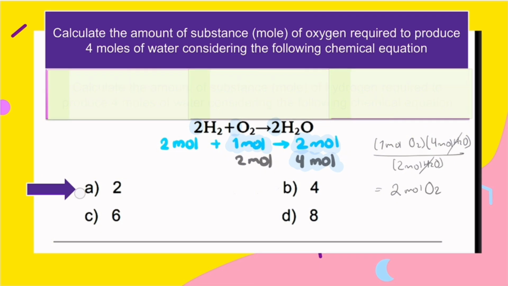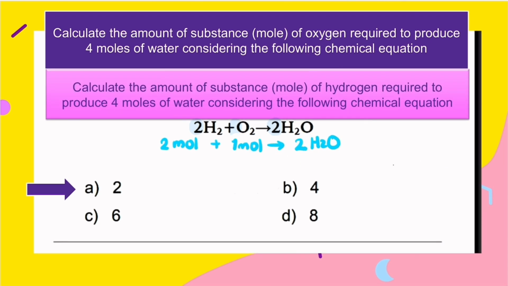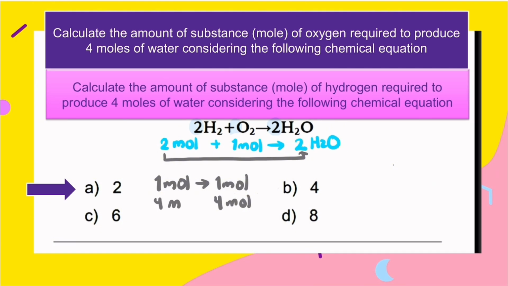Now let's find out about hydrogen. Calculate the amount of substance in mole of hydrogen required to produce 4 moles of water, considering the following chemical equation. Now we know that 2 moles of hydrogen produces 2 moles of water. So the ratio is 1 to 1. 1 mole of hydrogen produces 1 mole of water. So if we want 4 mole of water, we will need 4 mole of hydrogen.